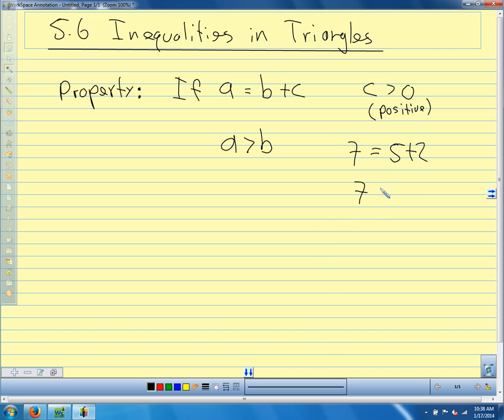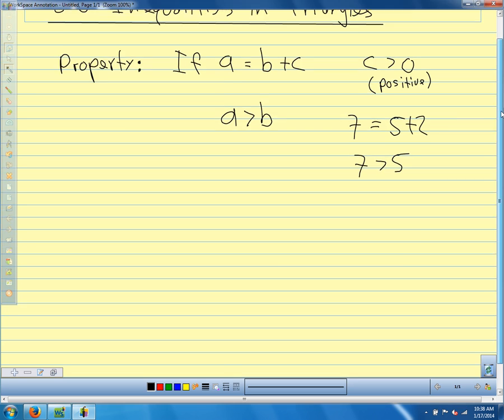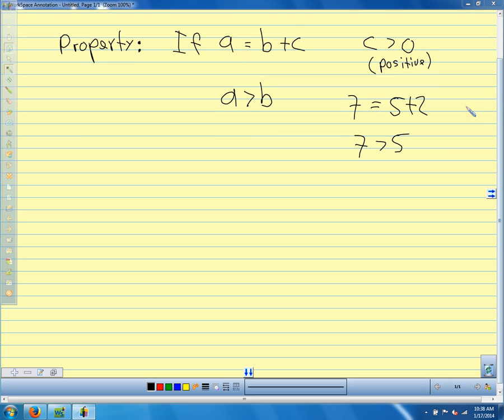So we're saying 7 is bigger than 5. That's what this is telling us. We add a number to another number. The number we get has to be bigger than the number we started with. That's all we're saying. So we're going to use this in a couple of places today.